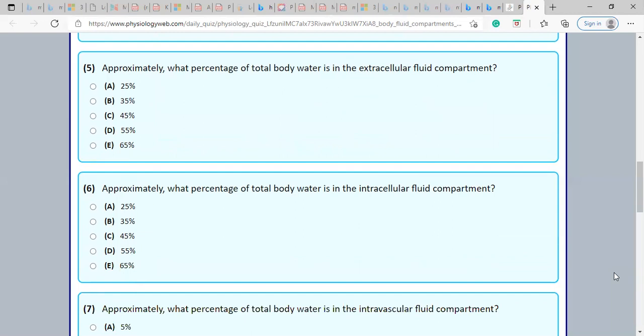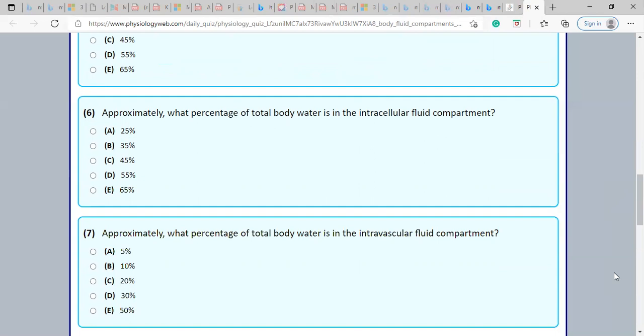That is 100 minus 35, 65. 65%. Good. Approximately what percentage of total body water is in the intravascular? So intravascular is plasma, yes? Of total body water, remember. I think 5%. Okay, you're sure it's 5%? Yes, sir.